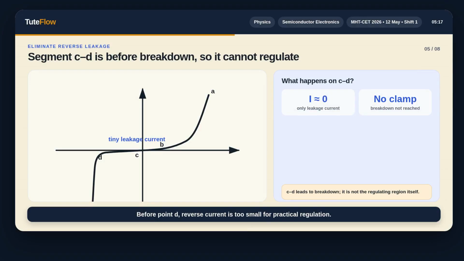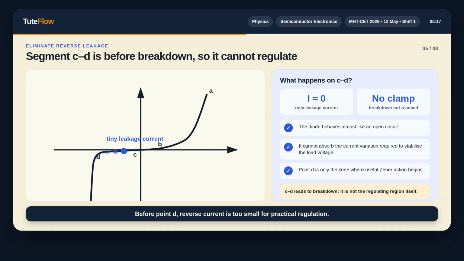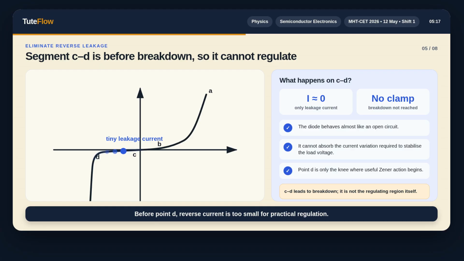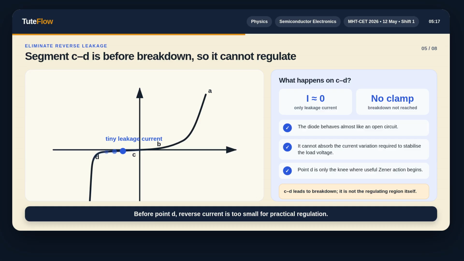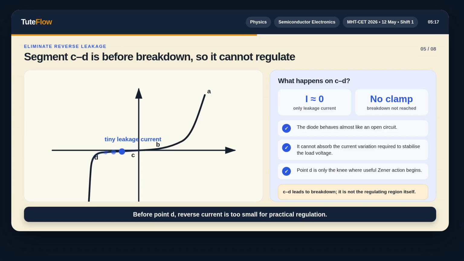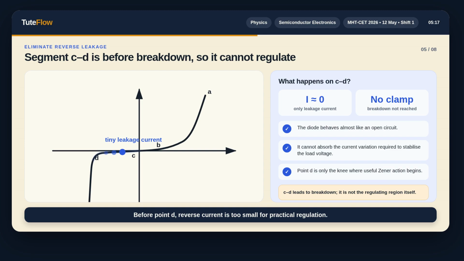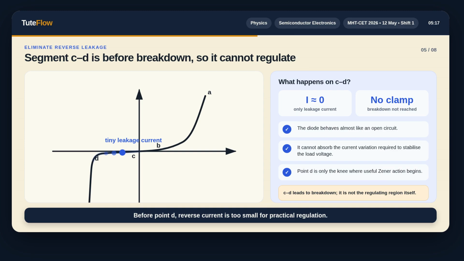Next, examine segment CD in reverse bias before breakdown. Here the reverse current is only a tiny leakage current. The diode is almost open circuit, so it cannot absorb the current variations needed to stabilize a load voltage. Also, the reverse voltage is still changing as we move along this region. There is no strong clamping action yet. Segment CD only leads us to the breakdown knee at D. It is not the practical regulating region.